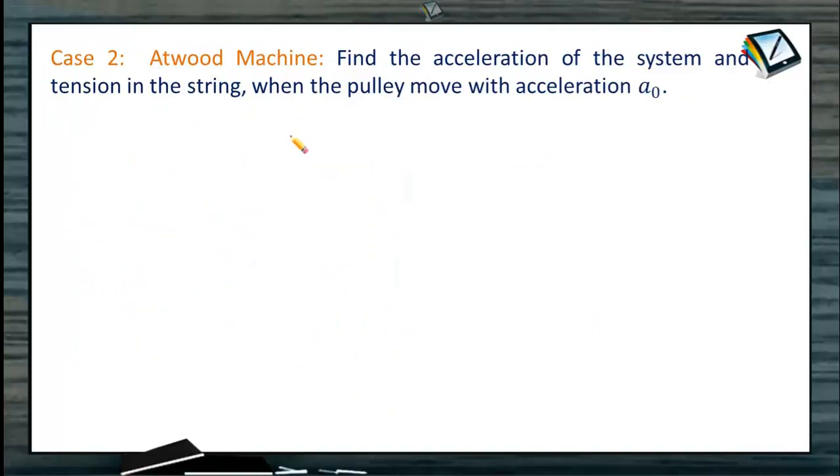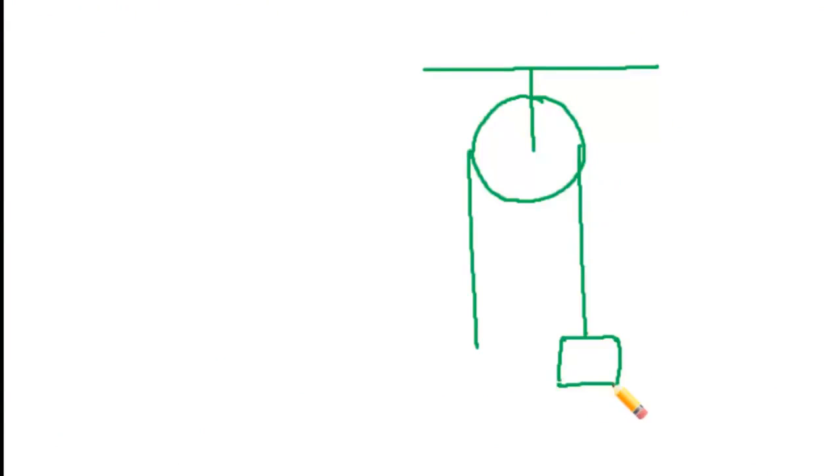Now let us see a case 2 where again we will take an Atwood machine and acceleration of the system and tension we will study this time when the pulley moves with an acceleration a0. So let us consider this is the rigid support. Now we have a pulley system and two masses are attached. One mass I'll call as M1. This mass let us say as M2. Now this pulley is moving either up or down. Acceleration due to gravity vector is downward.